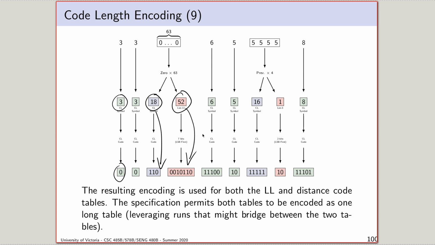It turns out the specification, I'm just pointing this out so that people don't accuse me of leaving it out somehow, you don't have to do this. You are allowed to encode the LL and distance tables as one long table. So you can leverage it if there is a bridge of the same length between the two of them. You can encode that as one long run. You don't have to, though.